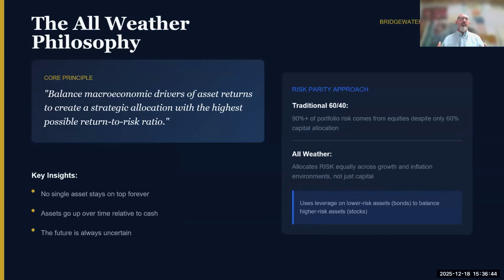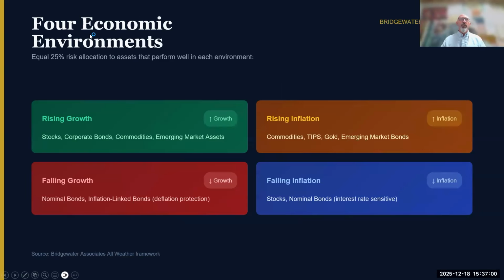Bridgewater has an all-weather philosophy, which means they are looking at a risk-return, or return-on-risk, ratio. So they're very focused on more economic kinds of events. For instance, there are four economic environments: rising growth, rising inflation, falling growth, and falling inflation. They take the approach of an equal 25% allocation to each category, but they then make shifts based on leverage to each category, based on the direction they see it going.